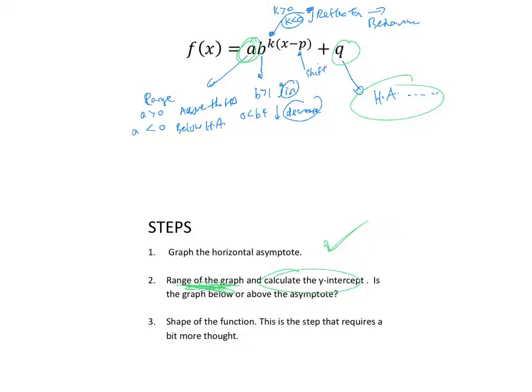Well, what's the y-intercept? Well, y-intercept means when the x is equal to 0. So you might need a calculator to do this step to determine whether the graph is above or below. And then we can calculate the y value. The next thing is the last step. There's only 3 steps. It's the shape.